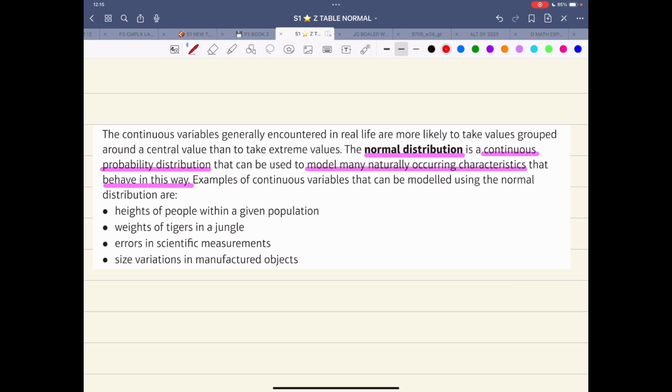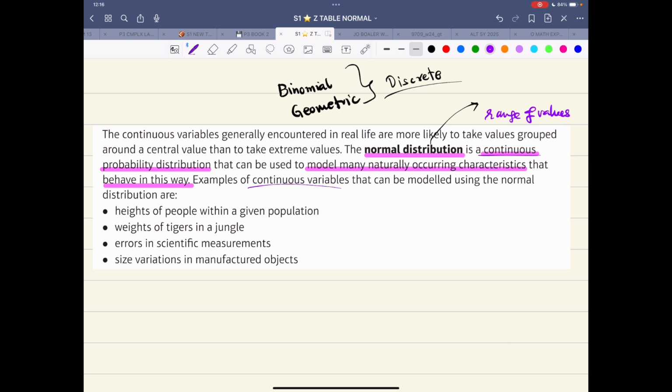Now, first of all, when we talk about binomial probability distribution or geometric probability distribution, these are discrete probability distributions. They occur for integer values. But when we talk about normal distribution, this is a continuous distribution. It can work for a range of values of the variable.